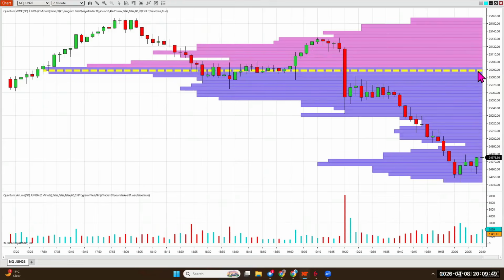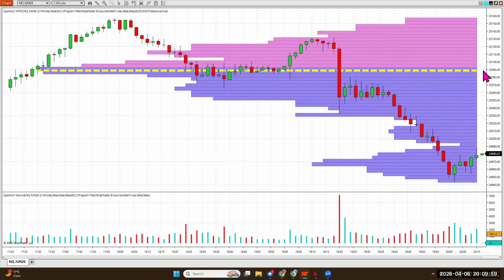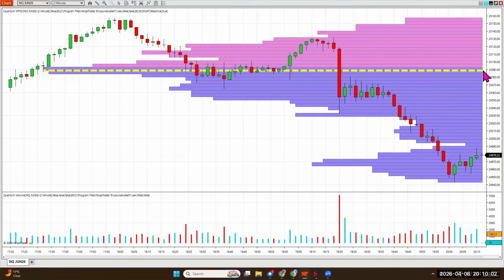And the only indicator I have on the screen is the volume point of control. The VPOC itself, if you're not familiar with it, designates the highest concentration of volume on the chart, which clearly sits up here at 25,090. That's the dashed yellow line. You can see the significant level of volume that has been created at that region through the price oscillating around.